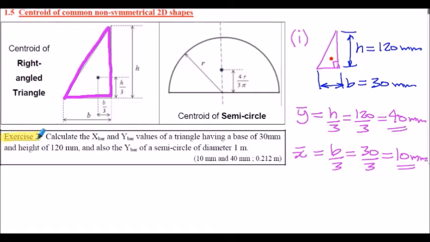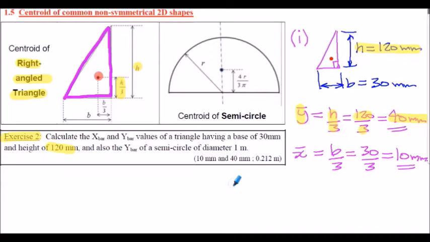Exercise 2 solution. For evaluating the centroid of the right angled triangle, shown here in the left hand side of the sketch, we're given a height of 120 millimeters in the question for the triangle, and we're told in the formula that the vertical location to the centroid shown here is h upon 3. So if the height is 120 millimeters, then the y bar dimension is h divided by 3. So 120 divided by 3 gives us 40 millimeters in the vertical sense. That's from the base of the triangle.